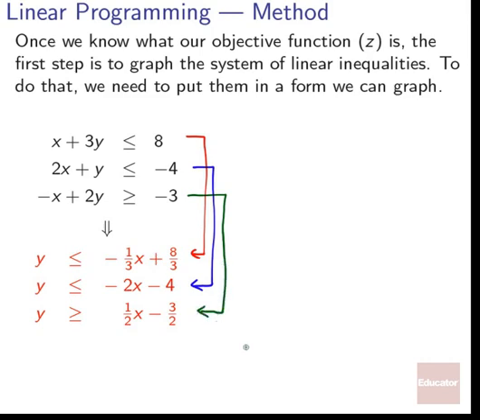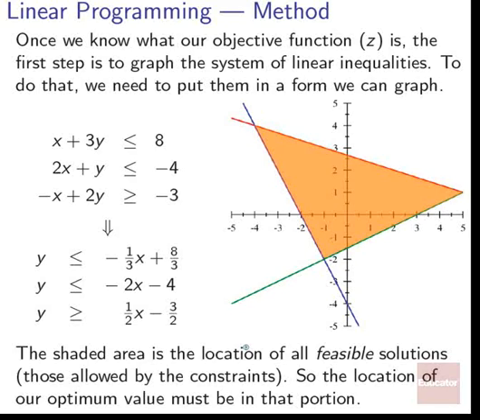So we've got things that are easy for us to graph, right? We've got slope, we've got y-intercept at this point, so we can graph these. We graph these and we get this. And we also shade, and according to our shading, what's inside of there is what is allowed by these constraints. So the shaded area is the location of all feasible solutions. And by feasible, we mean those that are allowed by the constraints, those that are possible things that we can even begin to consider using.